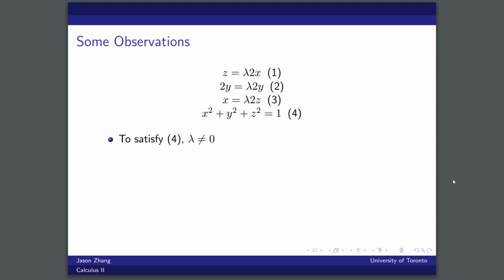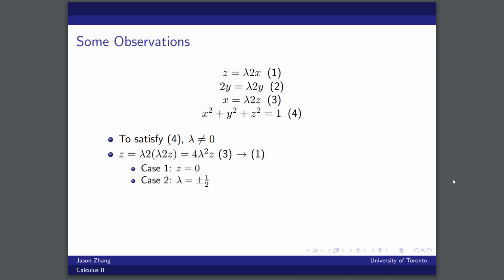So I'm just going to label these equations 1 through 4. We should notice immediately that if we want to satisfy equation 4, lambda cannot be equal to 0. Because if lambda is 0, then x, y, and z are all 0, and then we're no longer on the sphere. We should notice that equations 1 and 3 relate x and z, so we can substitute equation 3 into equation 1. And we get that z is equal to 4 lambda squared z.